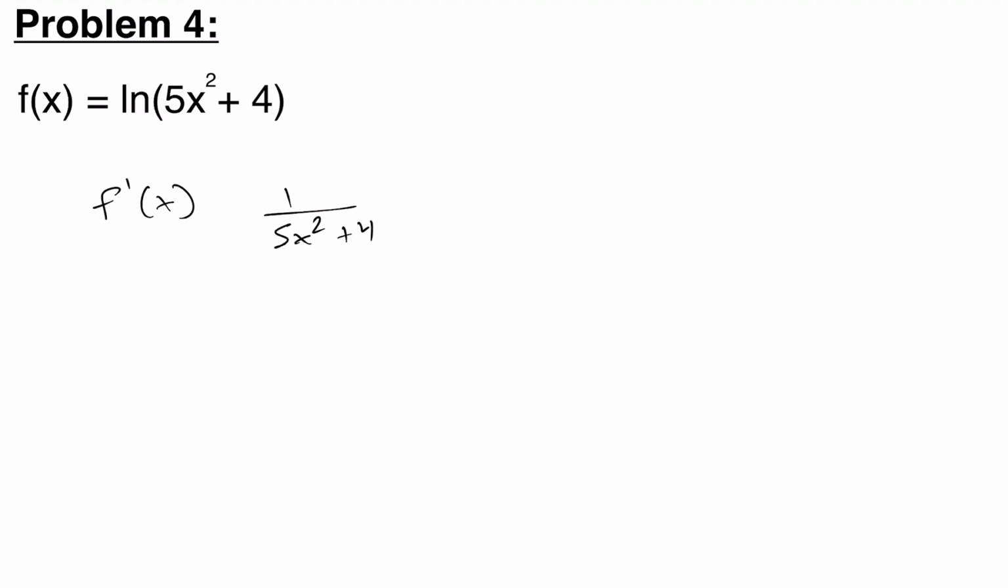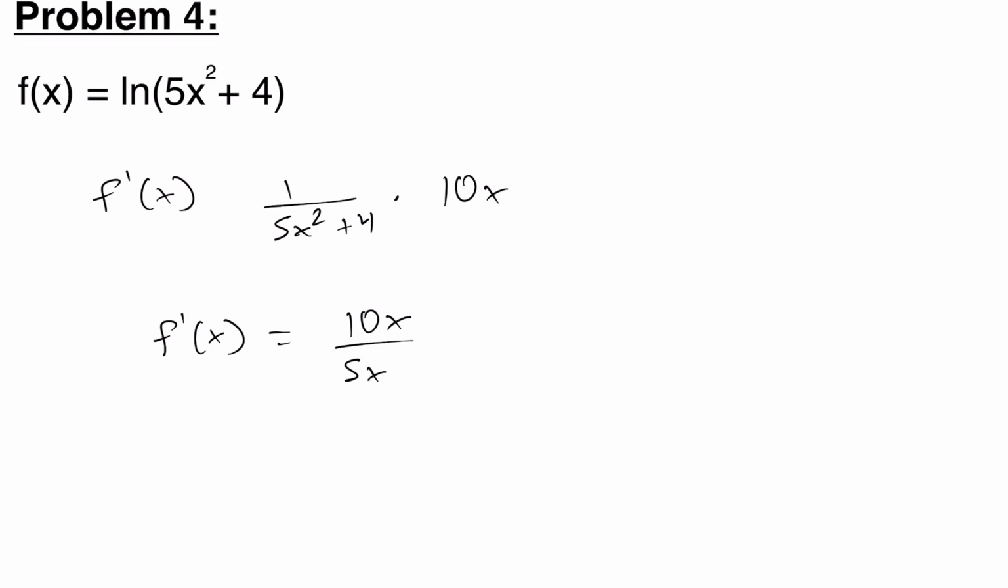And then we need to multiply this by the derivative on the inside. So the derivative of 5x squared plus 4 is simply 10x. And then we can simplify this out. So f prime of x is going to be equal to 10x over 5x squared plus 4. And that's our derivative.